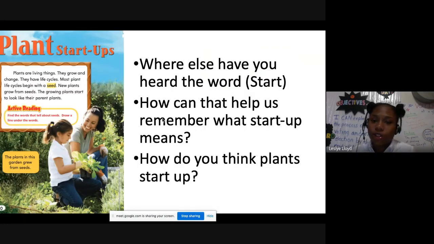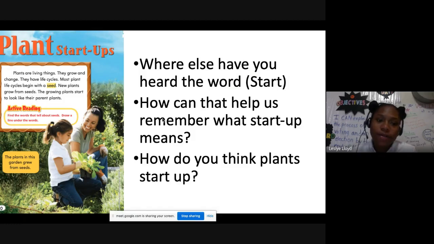Plant startup. So on the right side of the screen, here are some questions to ponder on, and each slide has questions on the side of each page for scholars to ponder and answer throughout listening to the reading. So for this question, where else have you heard the word start? Hmm, maybe at the beginning of a race. Maybe in a game that you play, maybe in school or at home. How can that help us remember what startup means? And why do you think plants start up?